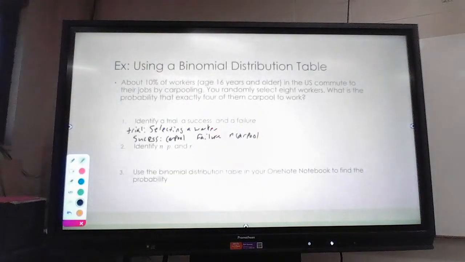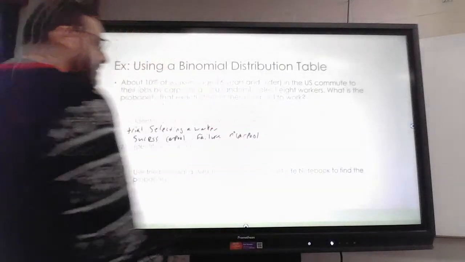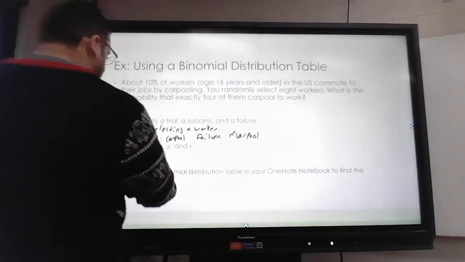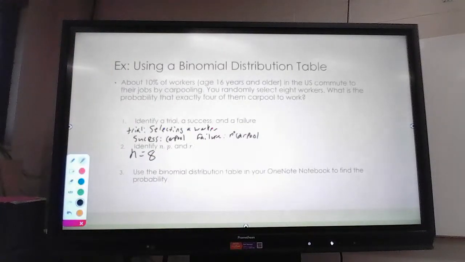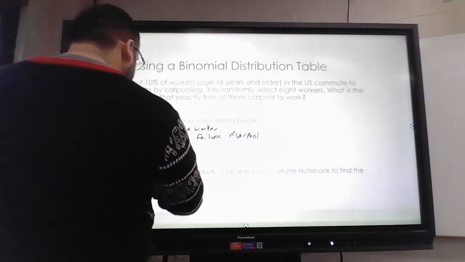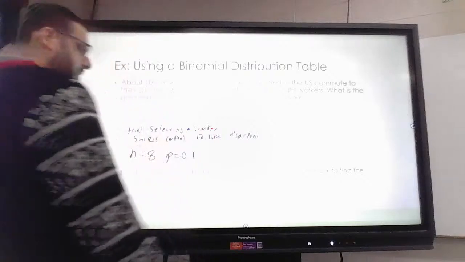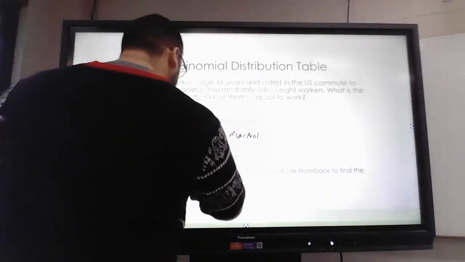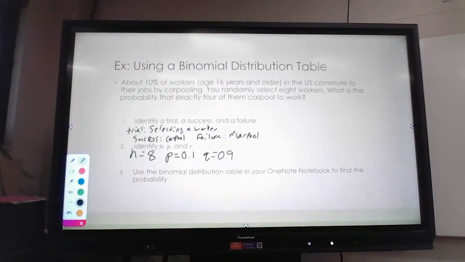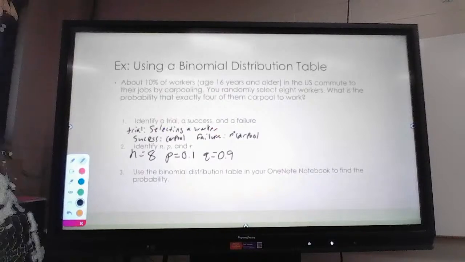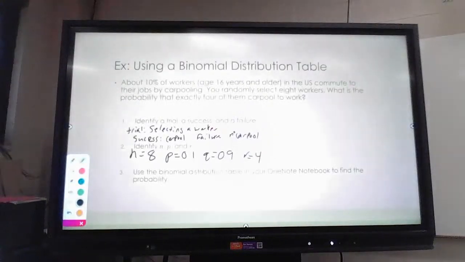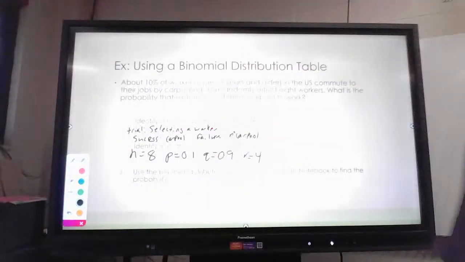Now let's identify N, P, and R. What's our N, our trials? How many people did we randomly select? 8. It says about 10% of workers commute by carpooling, so if we choose a success, that's a person that carpools, which is 10% of the population, which means my Q is 0.9. So I can use the probability formula to find the probability that exactly 4 people carpool to work, or I can use the binomial distribution table.